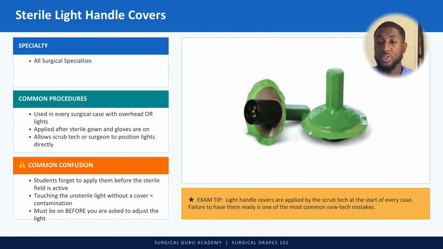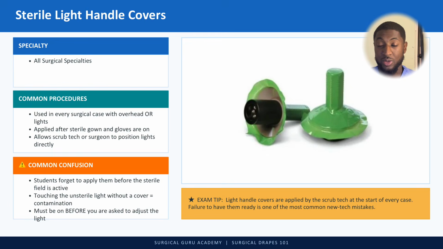Common confusion: students forget to apply them before the sterile field is active. That tends to happen sometimes, so I always put them on my Mayo stand. That way we know when we pull in the Mayo stand that that's one of the first things we need to do, either before or after we throw off whatever cords we need, such as suction or Bovie.